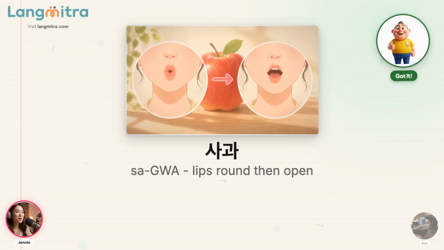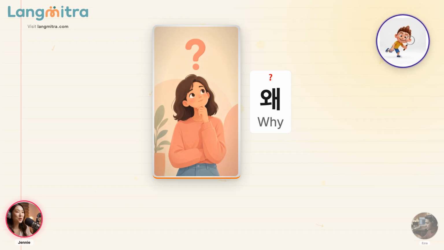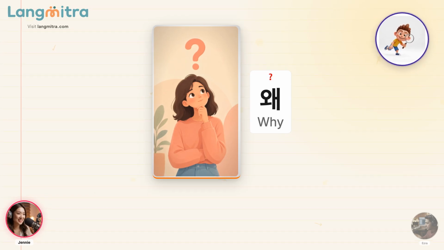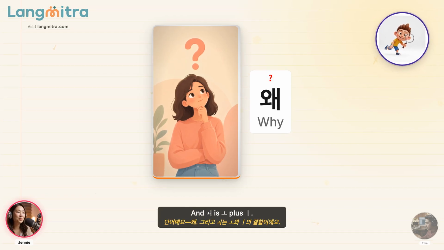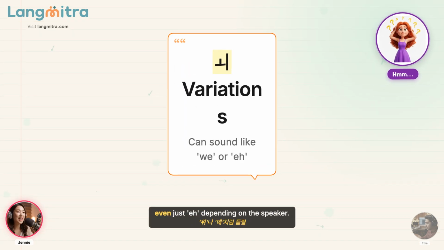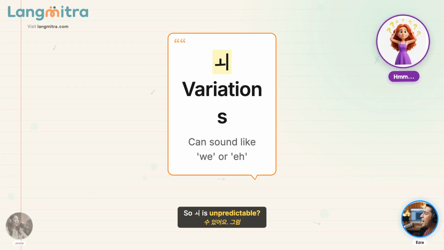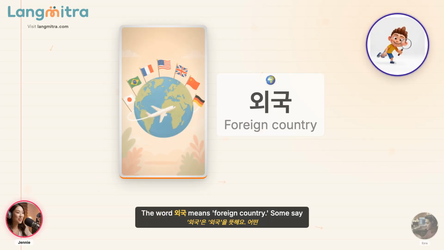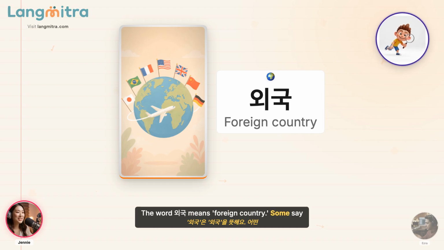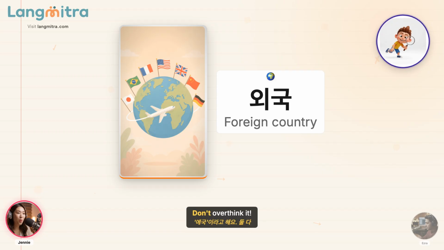Perfect lip movement. Next, we combines o plus e, making we. That's our Y word, we. And oe is o plus e. This one's tricky. It can sound like we or even just e, depending on the speaker. So OE is unpredictable? A bit. The word weguk means foreign country. Some say wiguk, others say eguk. Both are understood. Don't overthink it.